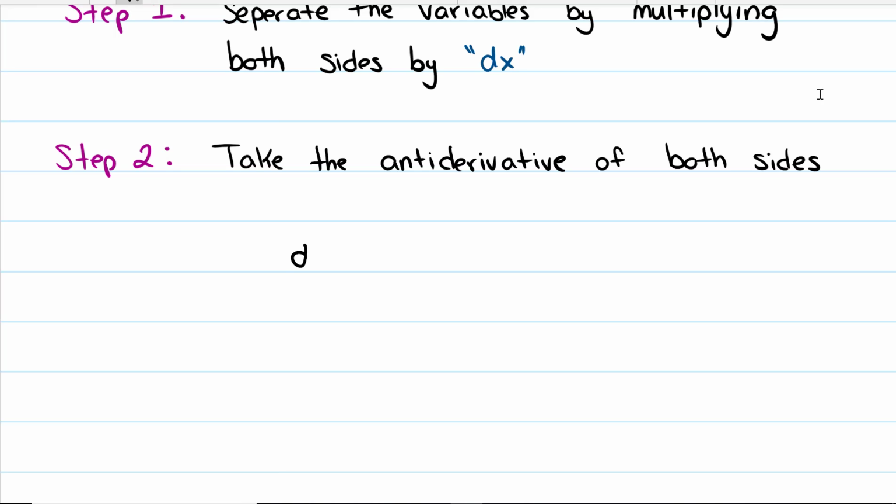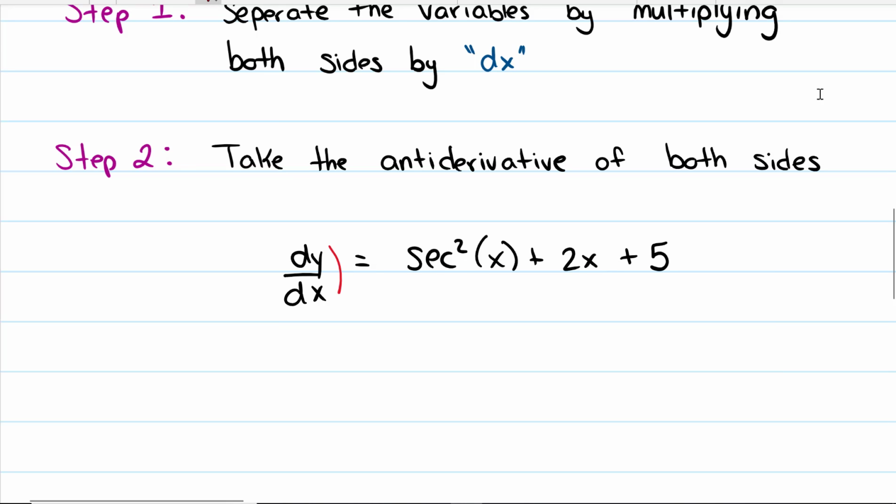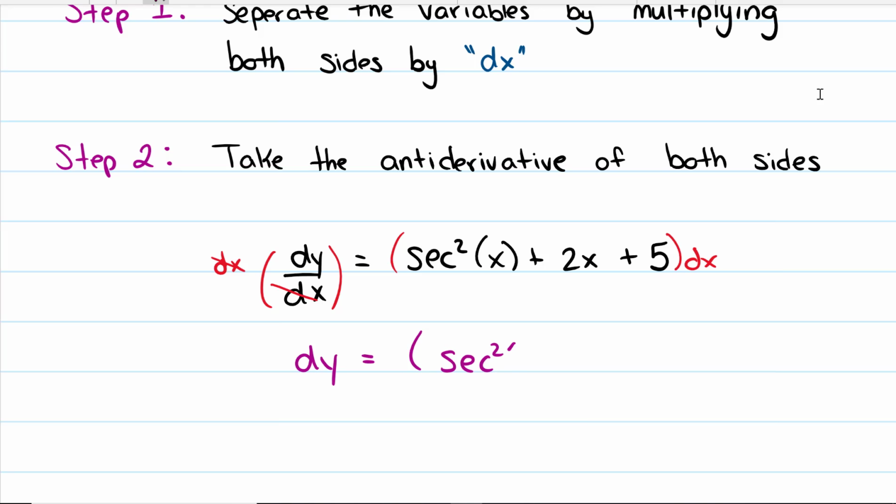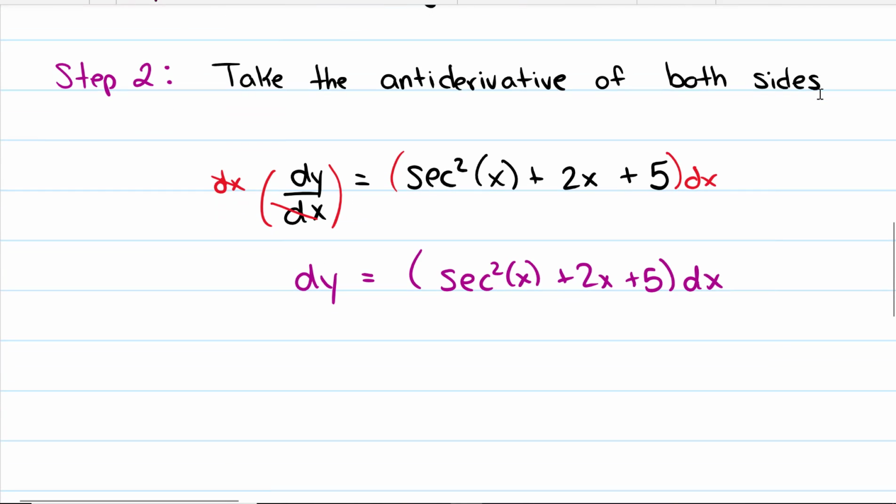So here we go. Before step 1, you should write down the problem. So we have dy/dx is equal to secant squared x plus 2x plus 5. Now we're going to multiply both sides by dx, and this is going to cancel on this side. And you get dy is equal to secant squared x plus 2x plus 5 dx. Step 2 is to take the antiderivative of both sides. What this looks like is we're integrating both sides without having actual limits. So we're going to integrate both sides like this.